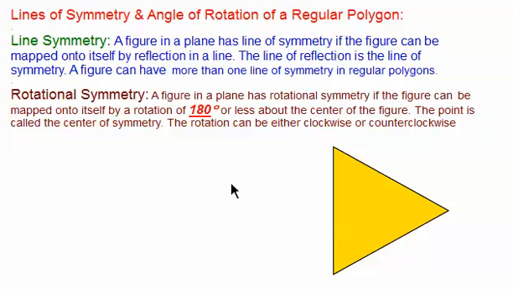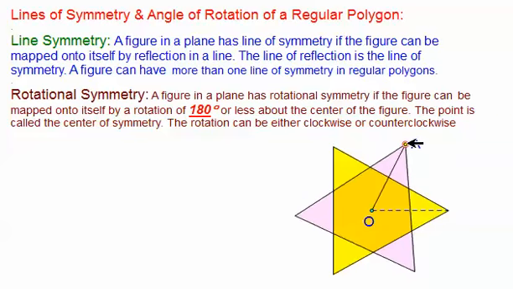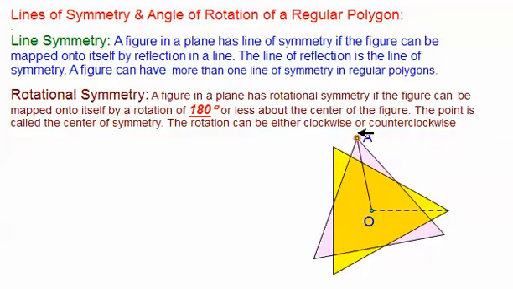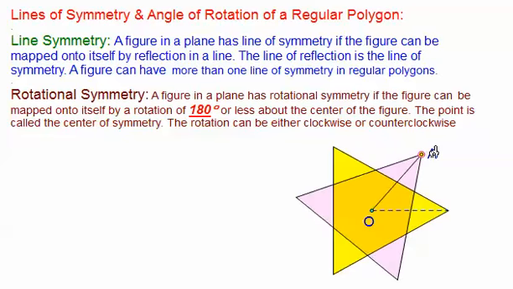degree or less. So I'm going to do the rotation, and if I rotate this triangle, when the pink triangle is exactly going to sit on top of the yellow triangle, that is a rotational symmetry. So let us figure it out. It is an equilateral triangle, and let me show the angle of rotation. Right now it is showing 50 degrees.